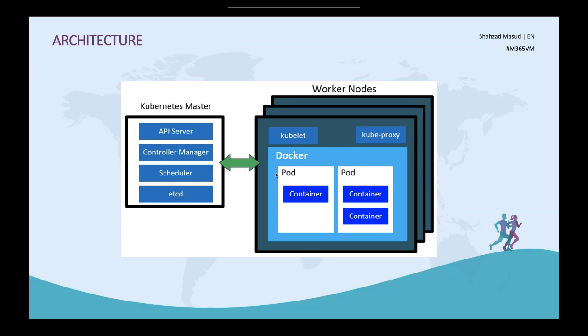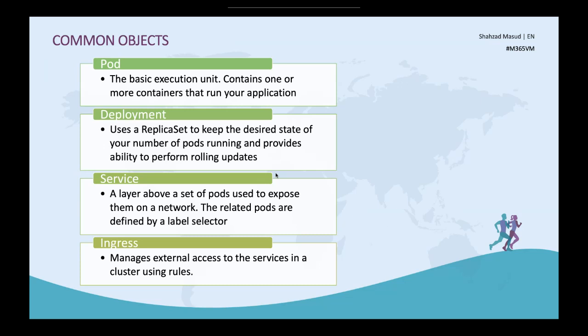So we just need to understand only four things. We need to understand the basic execution unit, which is called a pod. We need to understand how to run the deployment, that is the replica set with the desired state of your number of pods running, and the ability to perform rolling updates. Then we need a service if we are working with a microservice environment, or a web environment. And last but not the least, we need to check if we are accessing external services or external nodes.